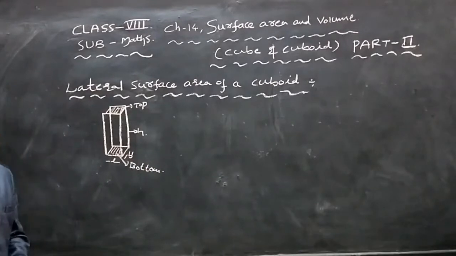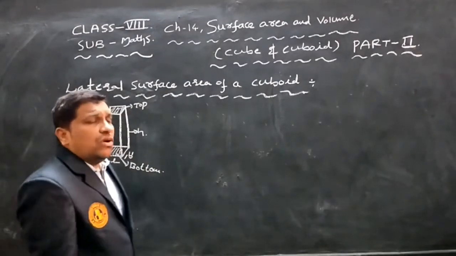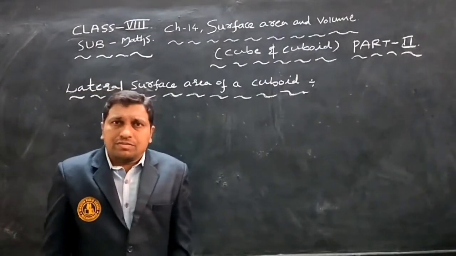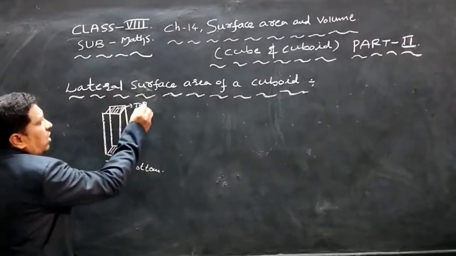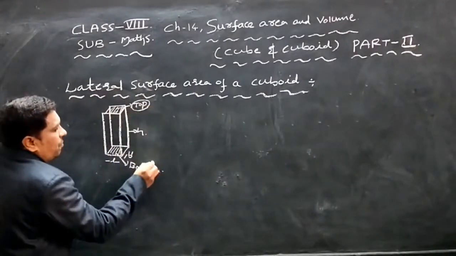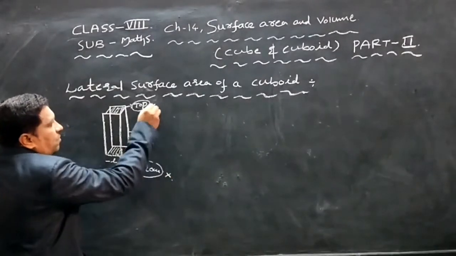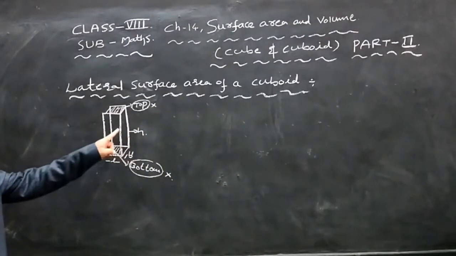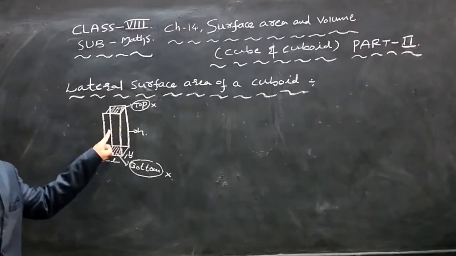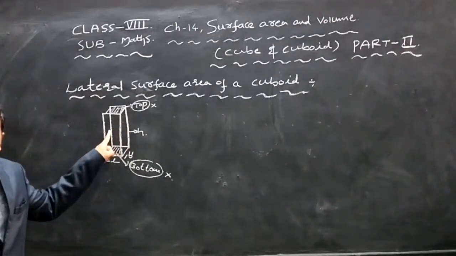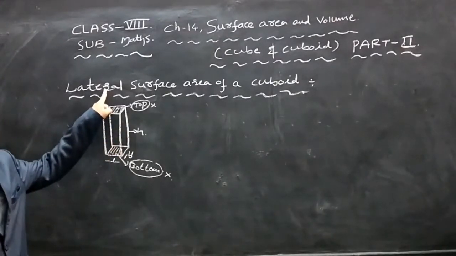So what do we do here? We have to remove the top and bottom. What will happen? Only 4 sides remain. We have to calculate these 4 sides. That is the lateral surface area of a cuboid.